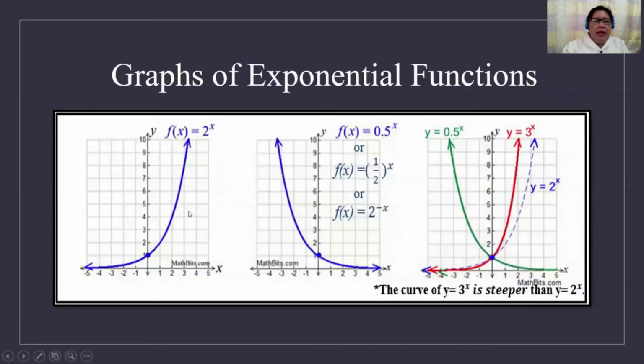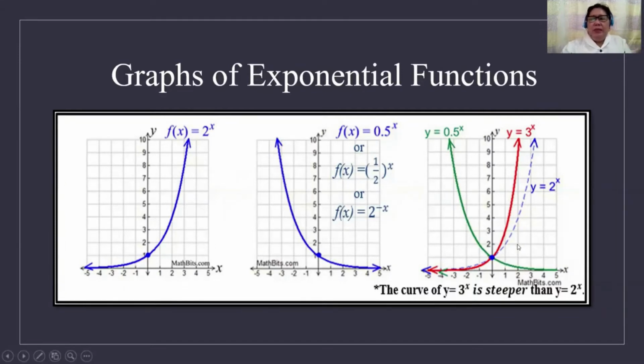These are examples of the graphs of exponential functions. The first one is the graph of f of x is equal to 2 raised to x. The second one is the graph of f of x is equal to 0.5 raised to x, which can be written as 1/2 raised to x, or 2 raised to negative x.